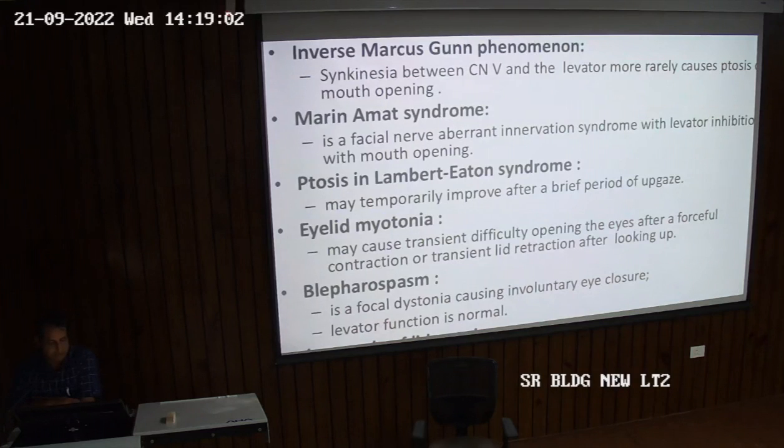There is inverse Marcus Gunn phenomenon, in which synkinesis between cranial fifth and the levator more rarely causes ptosis. Marin-Amat syndrome is a facial nerve aberrant innervation. Ptosis in Lambert-Eaton syndrome may temporarily improve after a brief period of upgaze. Eyelid myotonia may cause transient difficulty opening the eyes after a forceful contraction or transient lid retraction after looking up. Blepharospasm is a focal dystonia causing involuntary eye closure.